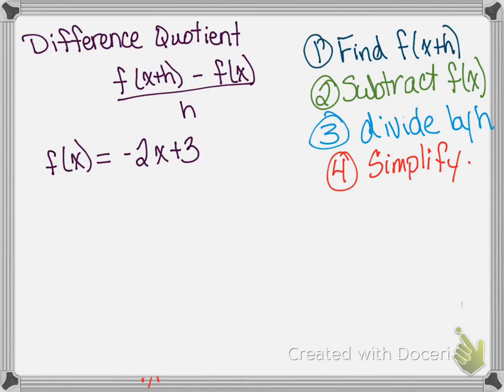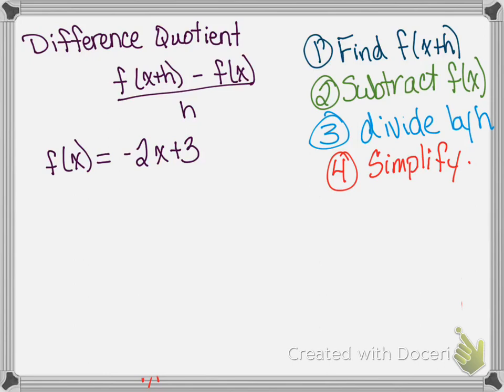So here's my function right here, negative 2x plus 3. That is a linear function. We know that because the graph is a line, but we also know that because x is raised to the first power. That's how we know that this is a linear function. So the very first thing that we're going to do, and I'm going to try to keep everything in colors so that you can see it clearly.